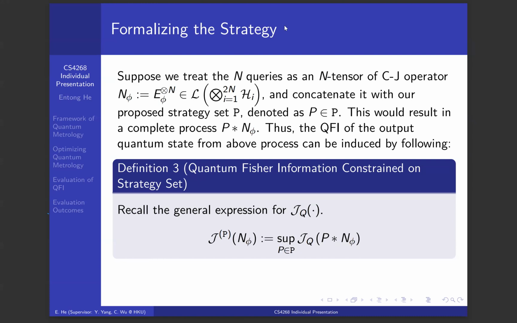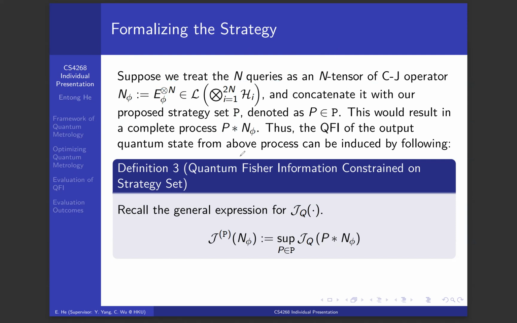And suppose we treat the n queries as an n tensor of Choi operator like this, and E sub phi is defined in the previous sections, and concatenate with our proposed strategy set P. And this will result in a complete process, P star N sub phi. So actually P is our strategy we can control and concatenate with our queries. So some of the part of the queries can go intermediately into our strategy. And actually they are in a mixed manner instead of really in a sequential manner.